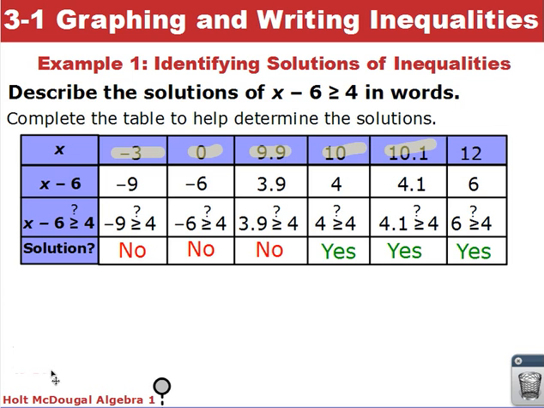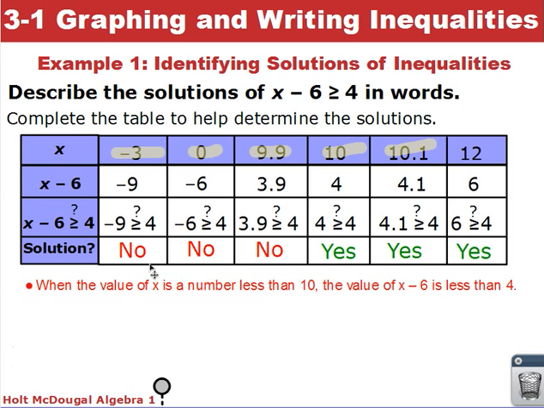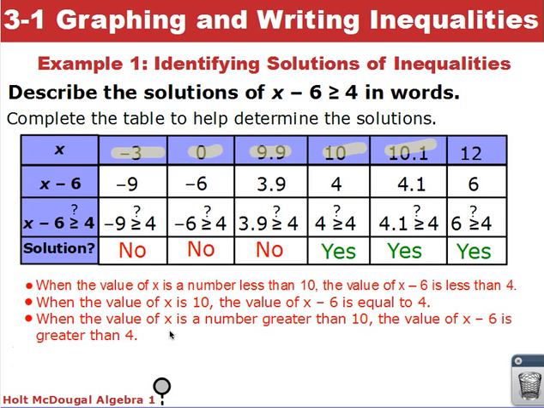So now what are our solutions? We want to describe those in terms of words now. Looking at our table, we see that when x is a number less than 10, -3, 0, 9.9, the value of x minus 6 is less than 4, and therefore it's not a solution. We notice that when x is 10, the value of x minus 6 is equal to 4 and is part of the solution. And then we picked values of x greater than 10. Those were also solutions.